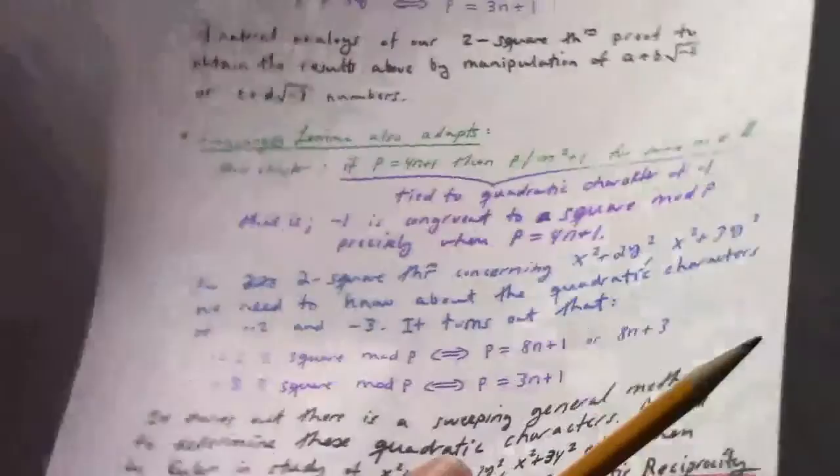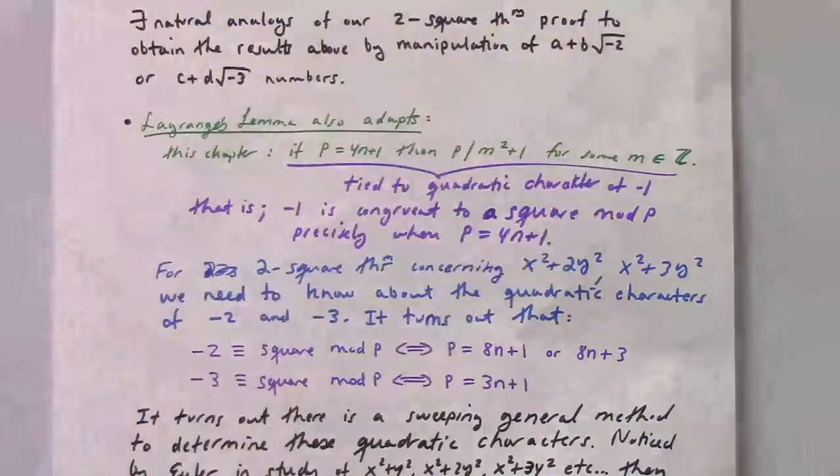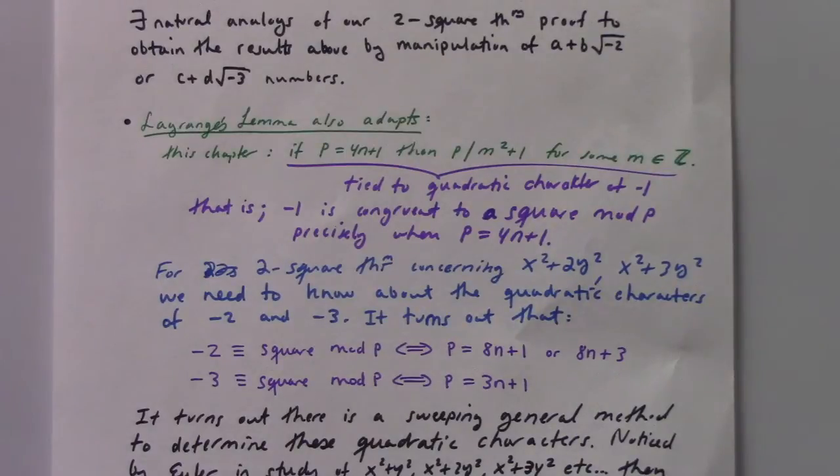But the other direction that we'll generalize this chapter is, instead of looking at x squared plus y squared, we could also look at x squared plus 2y squared or x squared plus 3y squared and study what primes appear in those quadratic forms, right? It turns out that the structure of Z adjoin the square root of minus 2 or Z adjoin the square root of minus 3 is useful. That's what the next chapter is about, and that's what we're going to do next.